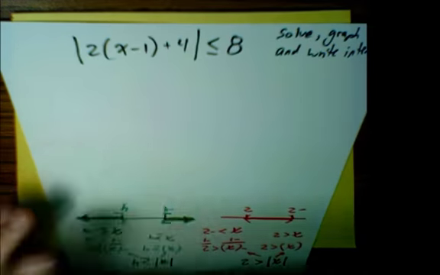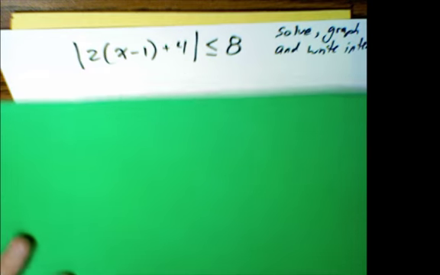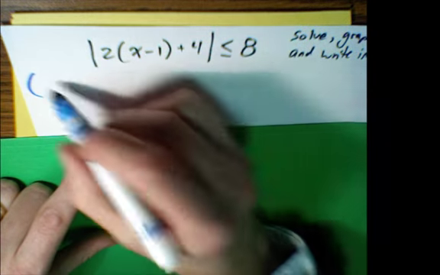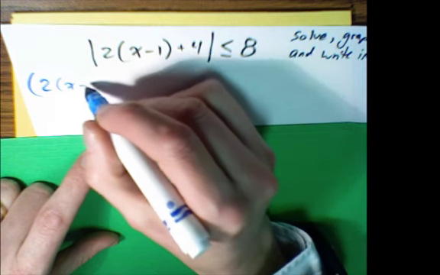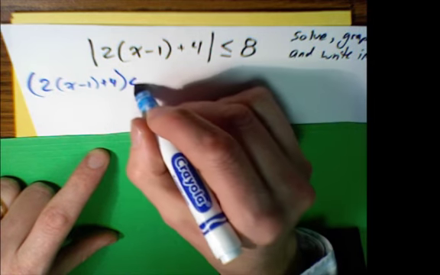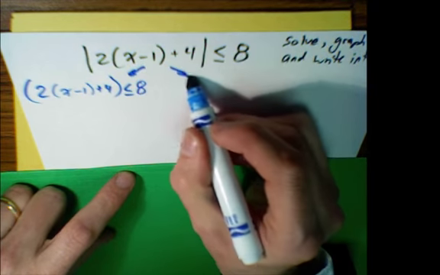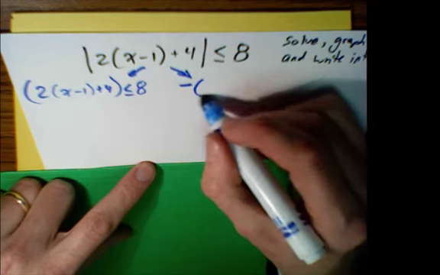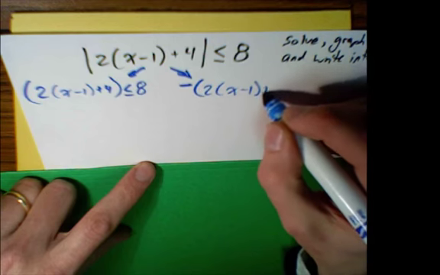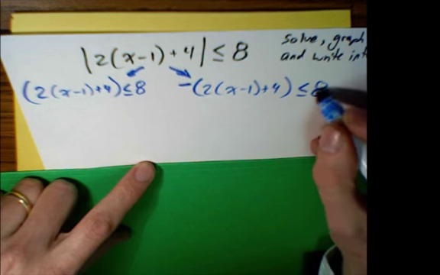Let's put this into practice in a longer problem. This is going to take a little bit of work, so we'll work quickly. We'll just change this to parentheses. 2 times the quantity x minus 1 plus 4, all the quantity in parentheses, is less than or equal to 8. That's one inequality. The other one will be the negative quantity, 2 times the quantity x minus 1 plus 4, and that quantity is less than or equal to 8.